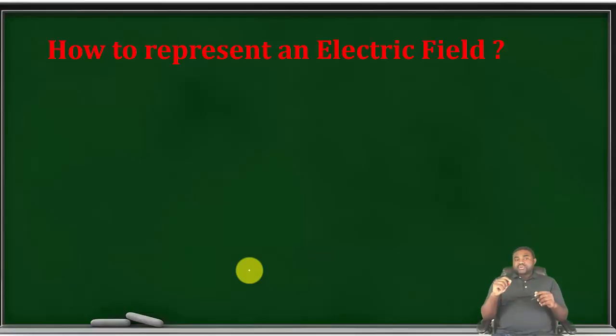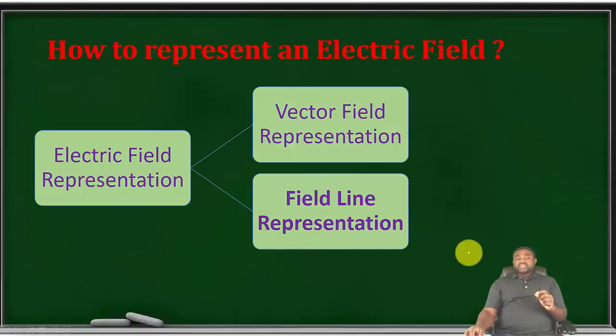I must say that anything that can be used to represent an electric field must be in such a way that it will show us the magnitude and the direction of the field at that given point in space. Naturally, electric fields are vectors, and we know that a vector generally is represented by an arrow. The direction of the arrow tells us the direction of the field at a given point in space, and the length of the arrow gives us an idea about the magnitude of the field at that particular point in space. But keep in mind that there are two ways in which we can represent an electric field.